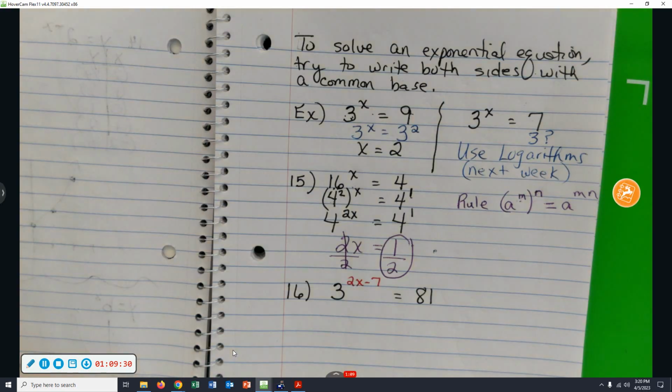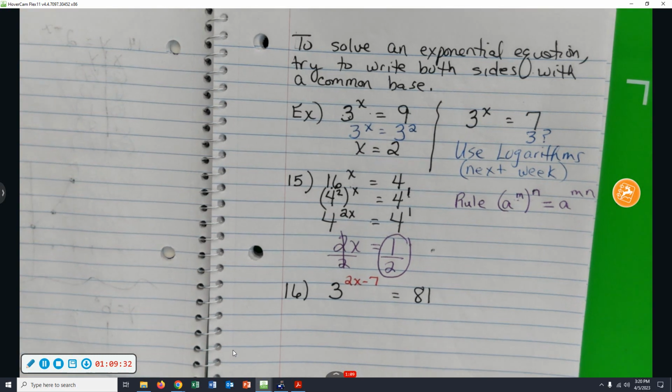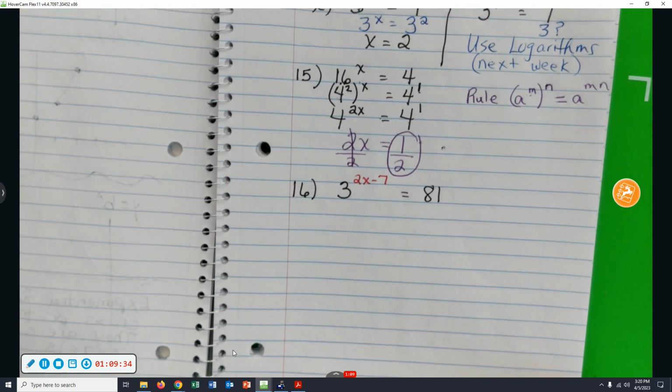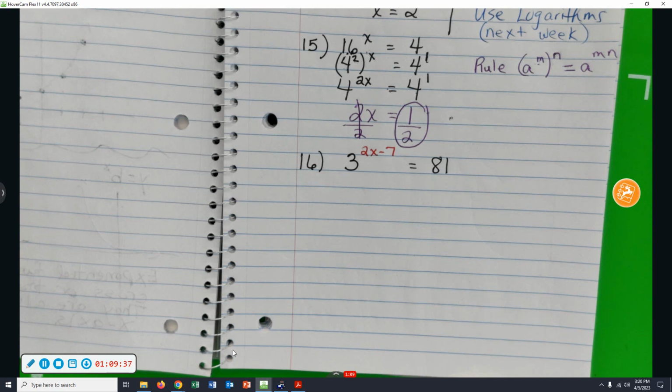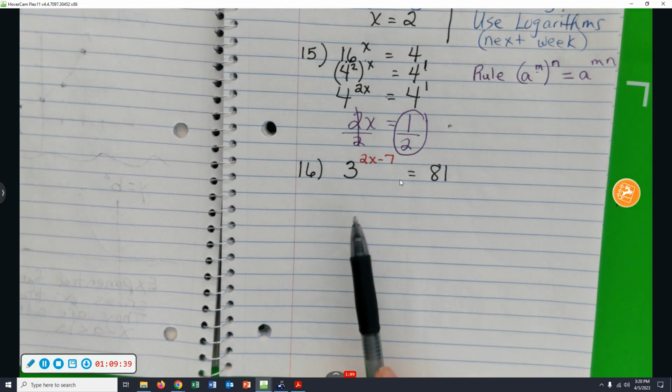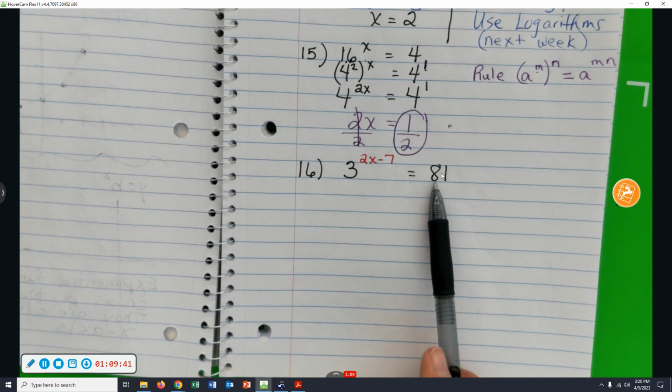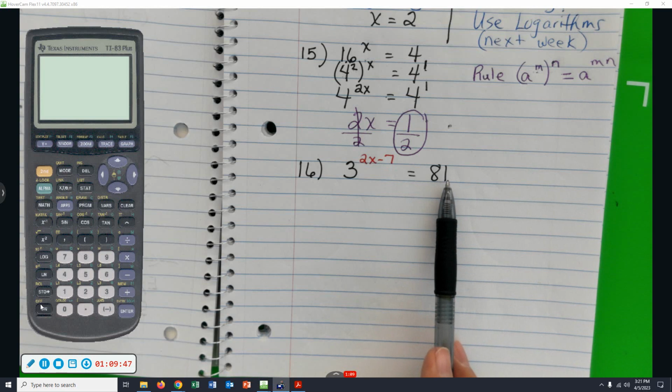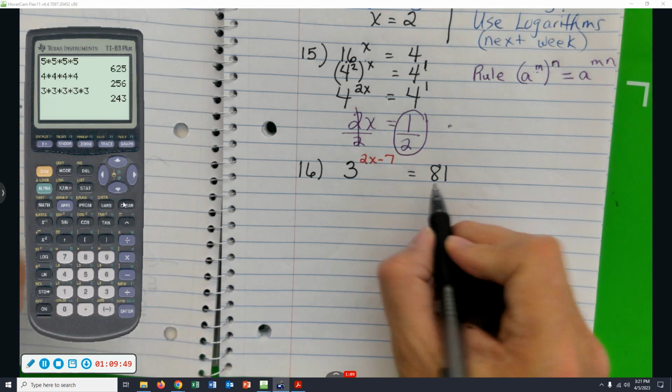Switch into paper. Generally, I take the small number, the small base, and I ask myself, can I write the big base as a power of the small base? What do y'all think? Okay, I agree.